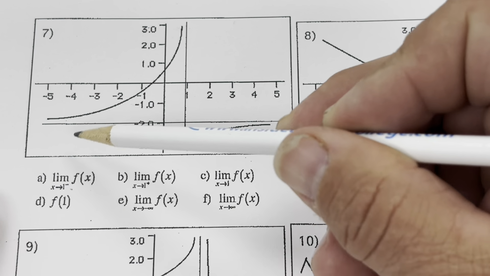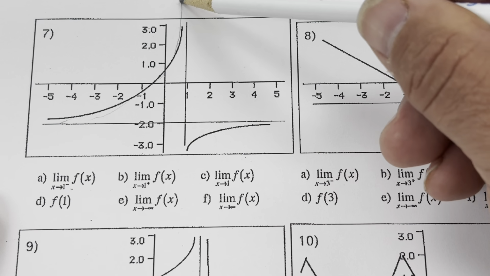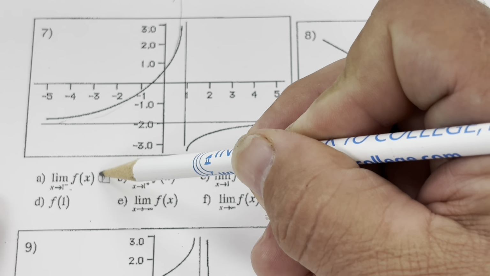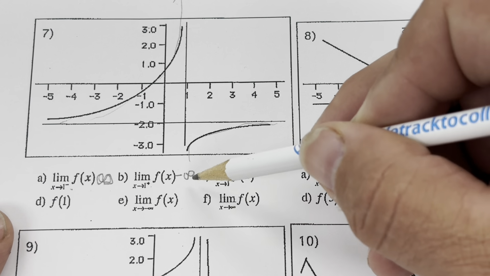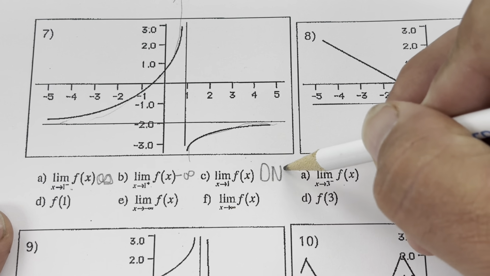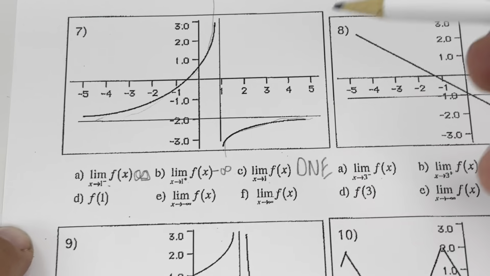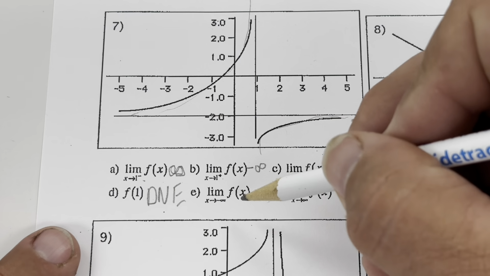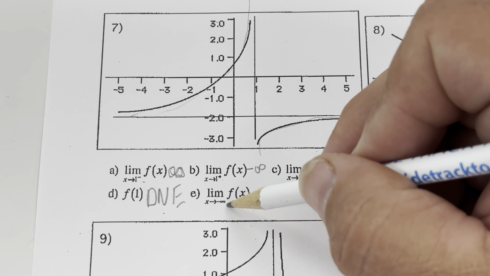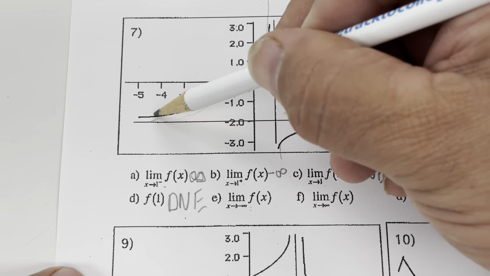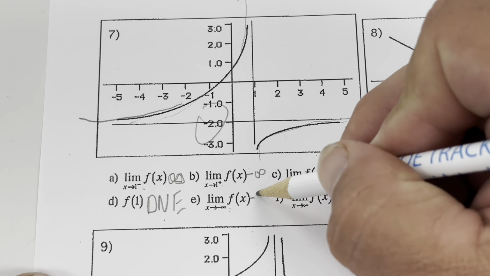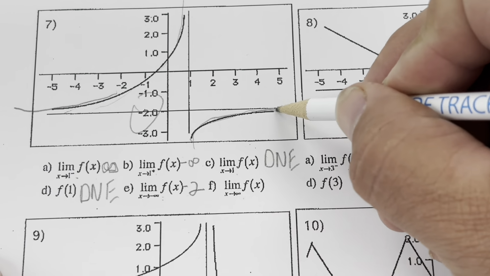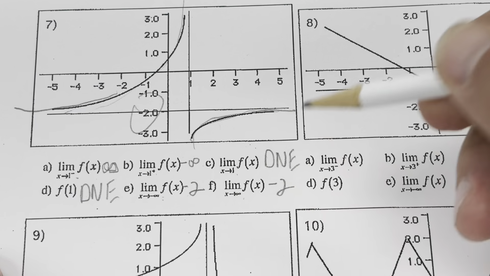Limit as x approaches 1 from the left: as I approach 1 from the left, it goes upwards forever, so that would be positive infinity. As it approaches 1 from the right, it goes down forever. That would be negative infinity. Since they don't equal one another, that would be DNE from the left and right. F of 1 is DNE. There's no value there. As I go to negative infinity, it goes to the horizontal asymptote of negative 2. As I go to the right, it approaches the other horizontal asymptote of negative 2 also.